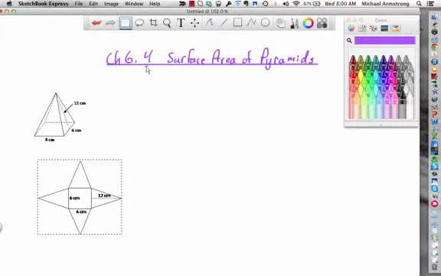Okay, chapter 6.4, surface area of pyramids. Now, a pyramid always has triangular sides, and they're called lateral sides. But the base always has a shape. The simplest is a triangular base, but the easiest is a rectangular base, and in this case it's a square-based pyramid.